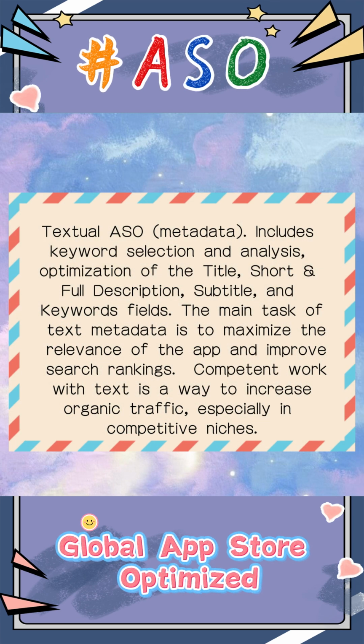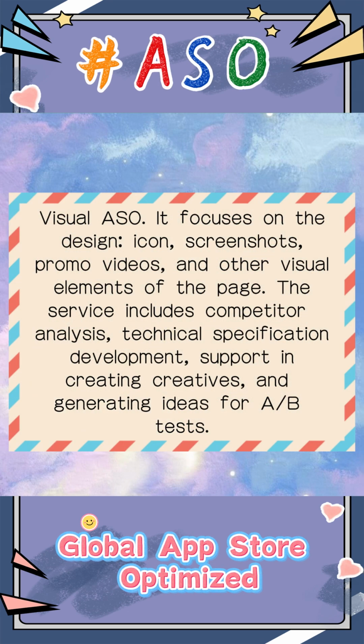Textual ASO metadata includes keyword selection and analysis, and optimization of the title, short and full description, subtitle, and keywords fields. The main task of text metadata is to maximize the relevance of the app and improve search rankings. Competent work with text is a way to increase organic traffic, especially in competitive niches. Visual ASO focuses on the design, icon, screenshots, promo videos, and other visual elements of the page.